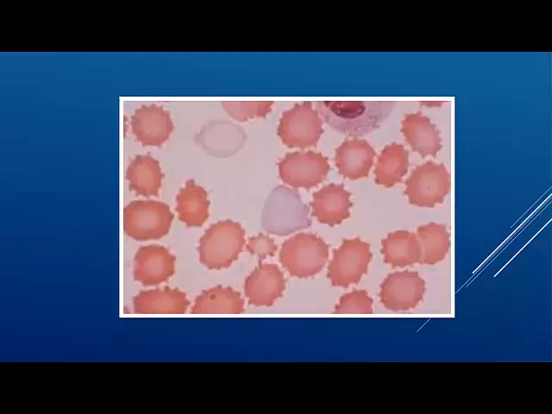This is a picture that we often see in the blood of a client. You notice that the red blood cells are bottle cap shaped. They look corrugated. The cell membrane is obviously damaged in this picture.